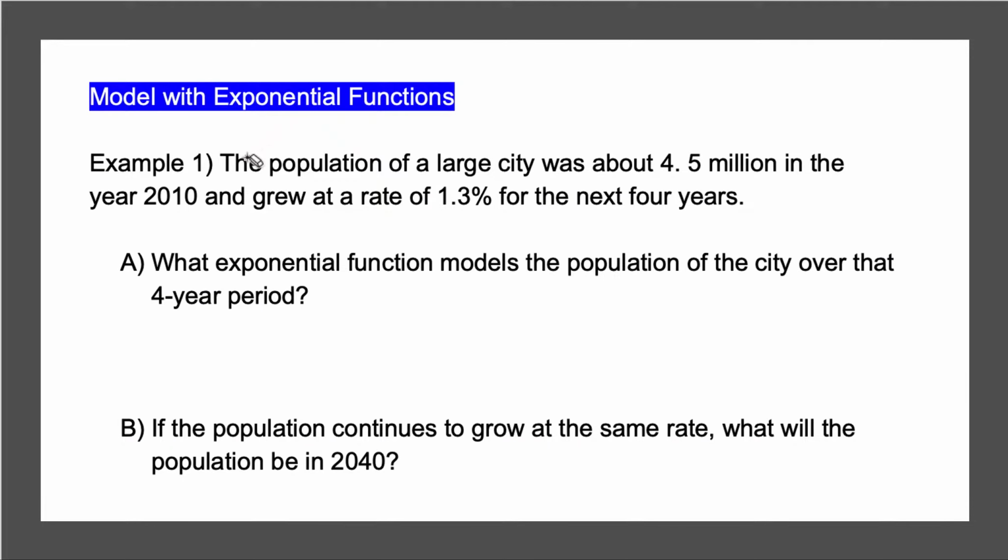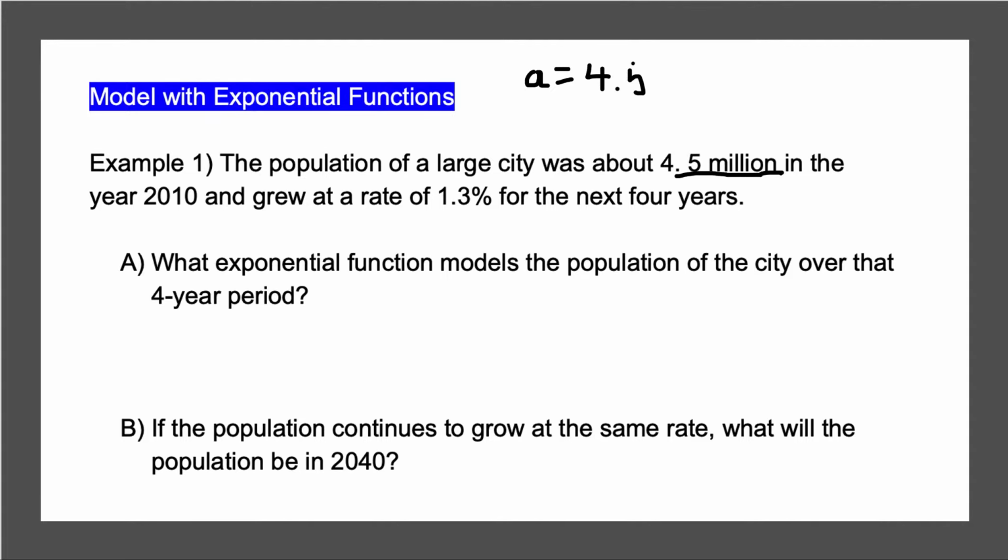Example 1. The population of a large city was 4.5 million in the year 2010 and grew at a rate of 1.3% for the next 4 years. The first question: what exponential function models the population of the city over that 4-year period? First of all, let's take the initial value. The initial value is 4.5 million. So a is the initial value, 4.5 million.